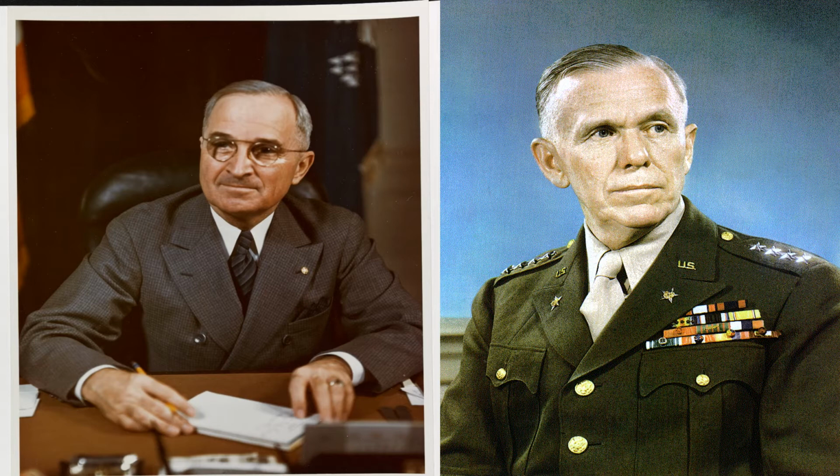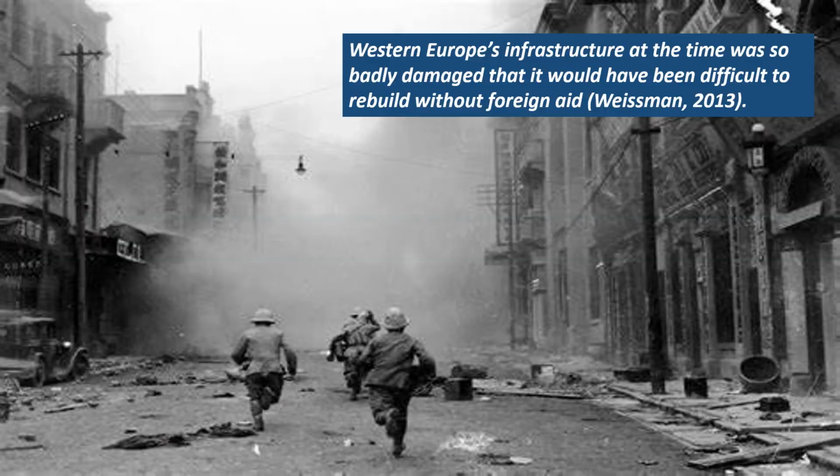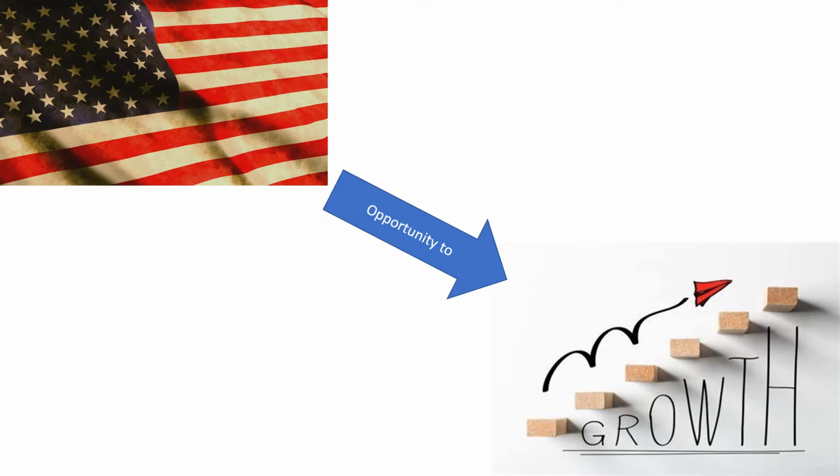America wanted to foster an open trade with Europe. However, they had fear of communization spreading across Europe via the Soviet Union. Western Europe's infrastructure at the time was so badly damaged that it would have been difficult to rebuild without foreign aid, as Weissman 2013 emphasised. America recognised this as a chance to gain control over Europe, which would have come with many rewards for them.